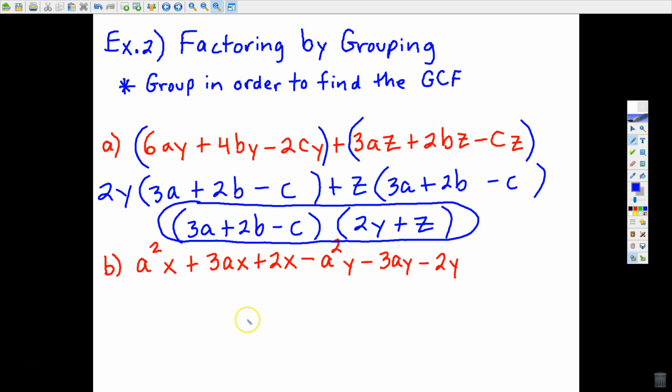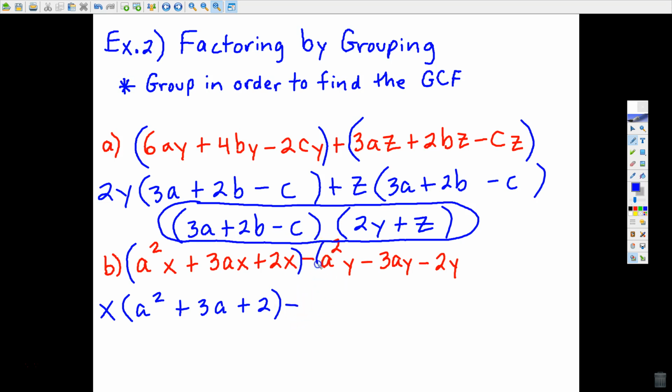Okay, let me go to Landon, first group of 3, GCF. Okay, and what would the result of factoring out x be? A squared plus 3a plus 2. Very good. Okay, now the next sign is minus, so I'm just going to bring that sign down.